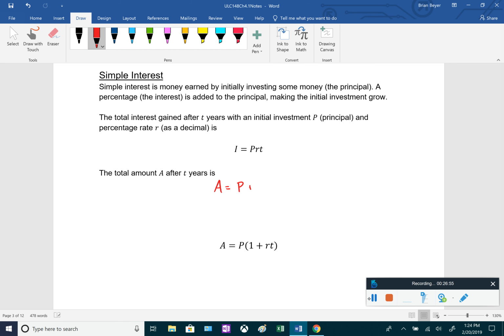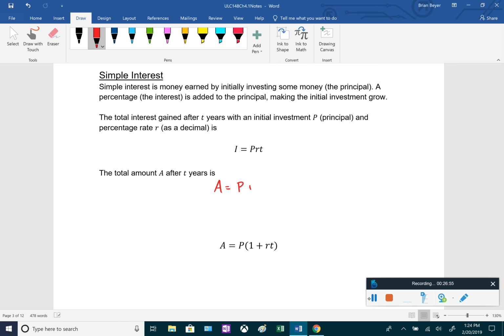So now let's say we want to know what's the total amount you have in your account after these 5 years. The interest that you got was $300. If we want to know the total amount, that's going to be A equals the principal times 1 plus RT. So remember, this is from the last page. So you can 100% do it this way, and you can plug in P, you can plug in R, you can plug in T.